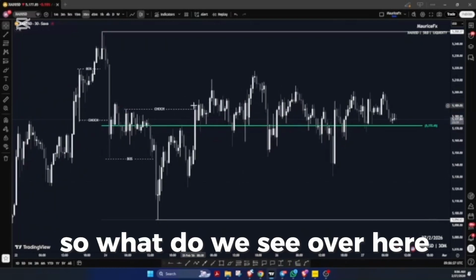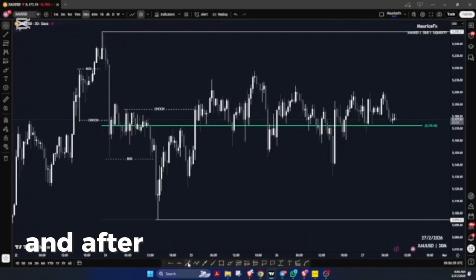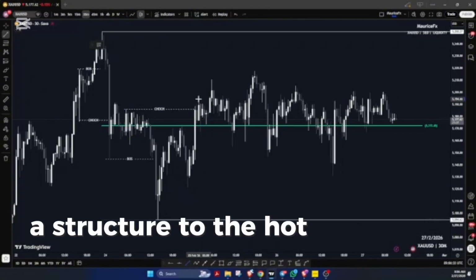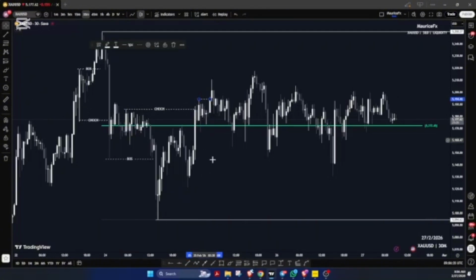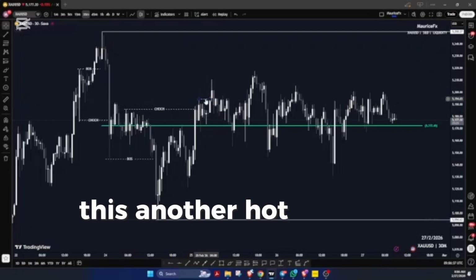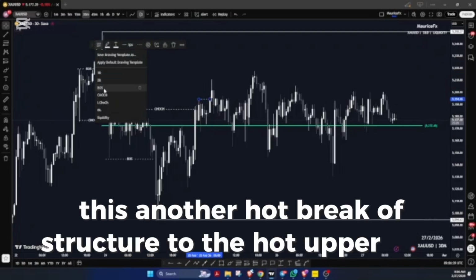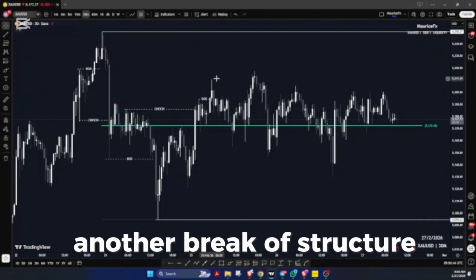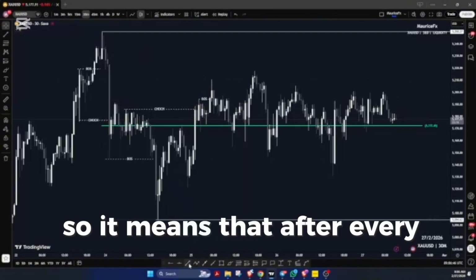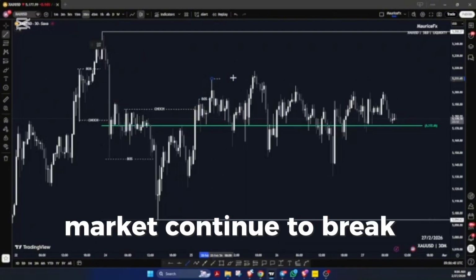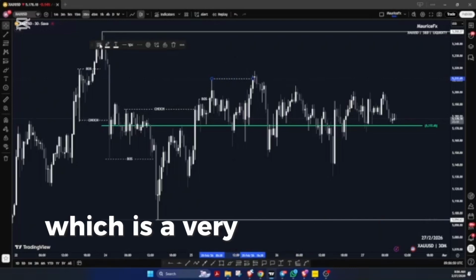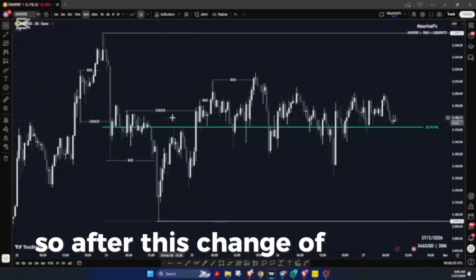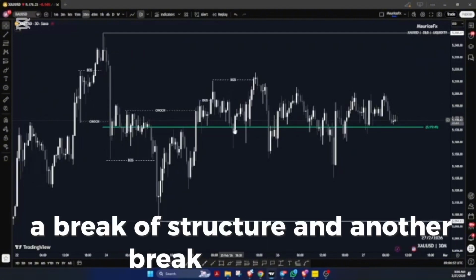So what do we see over here again? A change of character, and after this change of character, the market continued to break structure to the upward side over here. And look at this, another break of structure to the upward side, guys. And let's look at this again, another break of structure. So it means that after every change of character, the market continued to break structure above, which is a very nice indication that the trend is valid.